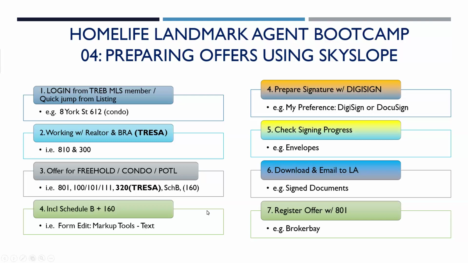I'm going to start with the offer and jump right away into SkySlope. Remember that we have to include the Schedule B and the 160, because in this demo I'm going to use myself as the buyer, so we have to submit the 160, right? And then we're going to use DigiSign, but not DocuSign.